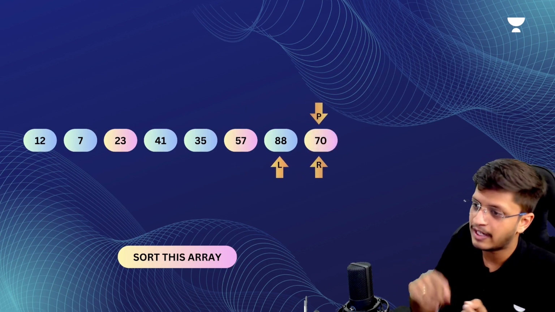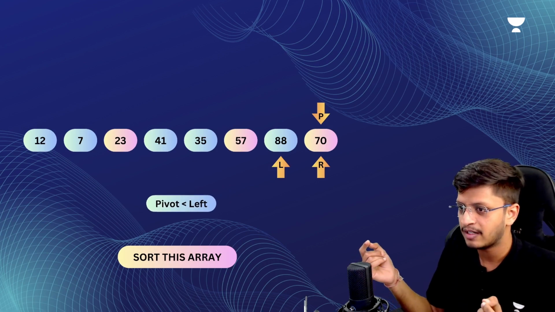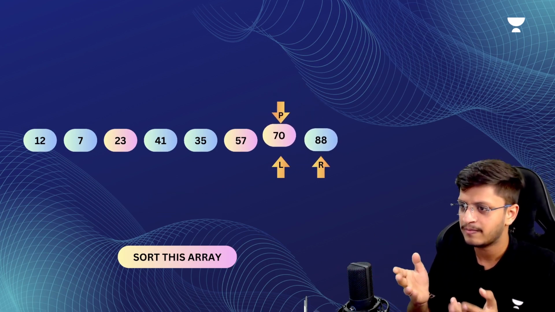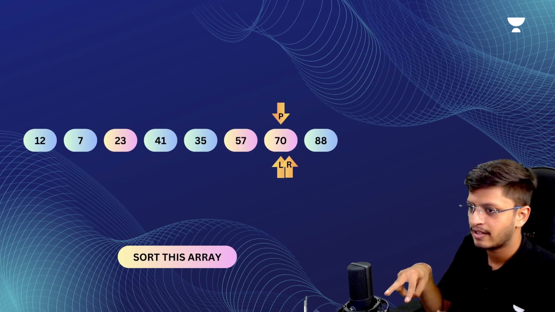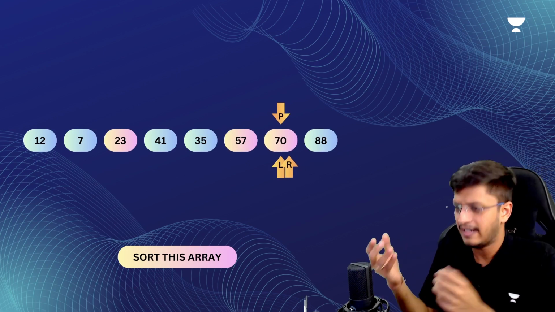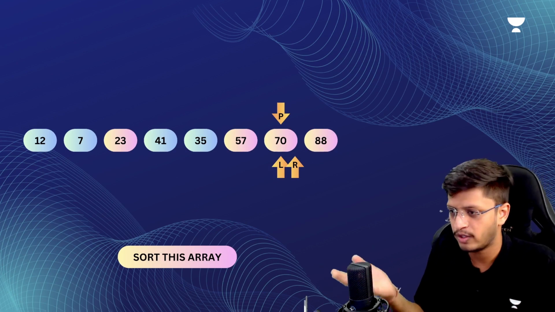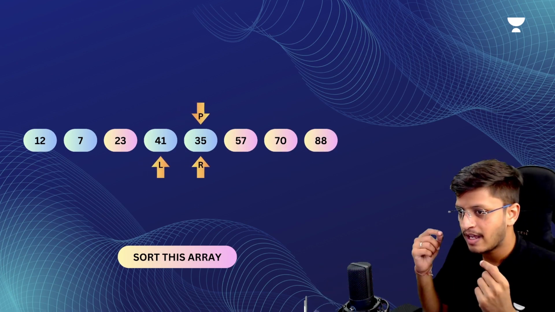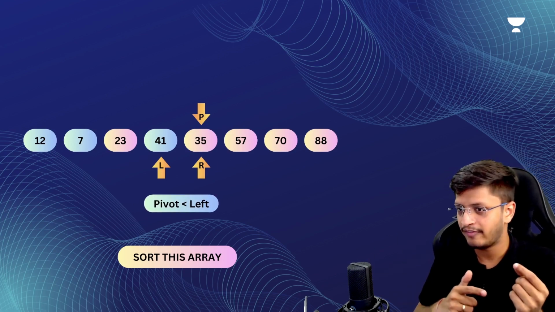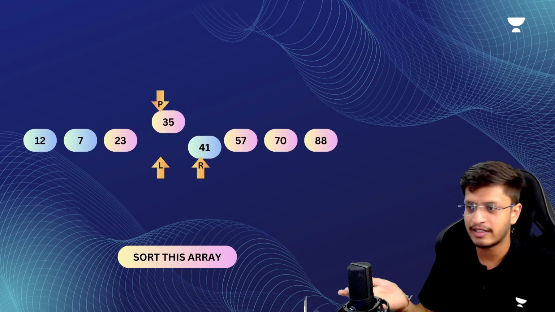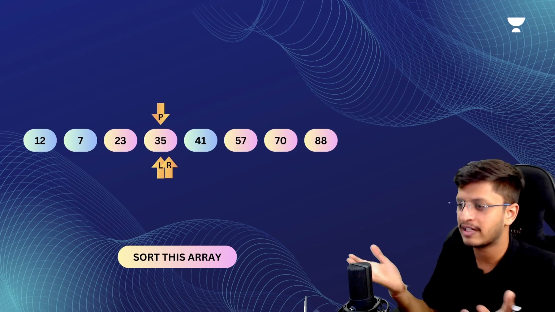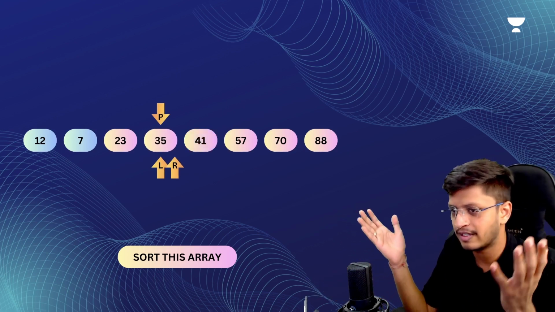Right? Now again we take the rightmost element, which is 70 as the pivot, and 70 and 88 are not in the right place. We are comparing pivot with left, so we swap them. And now the rightmost element 88, it is the only element, so it is obviously sorted. We don't need to take the pivot. Now we take 35 as the pivot, and we compare it with the left, which is 41, and they are not in the right order. We swap them, and definitely 41 is the only element left here, so it is in the sorted order.